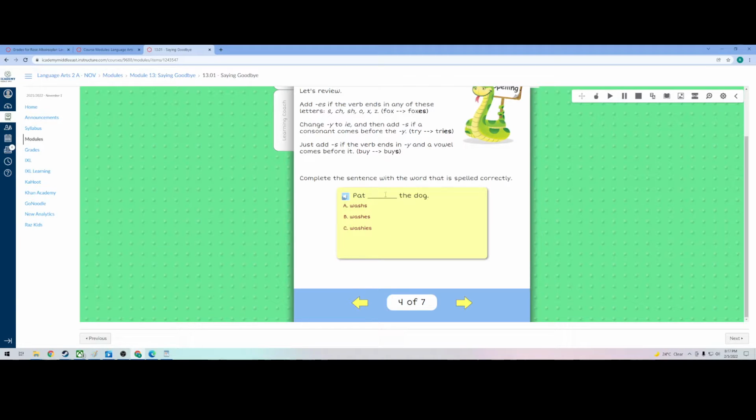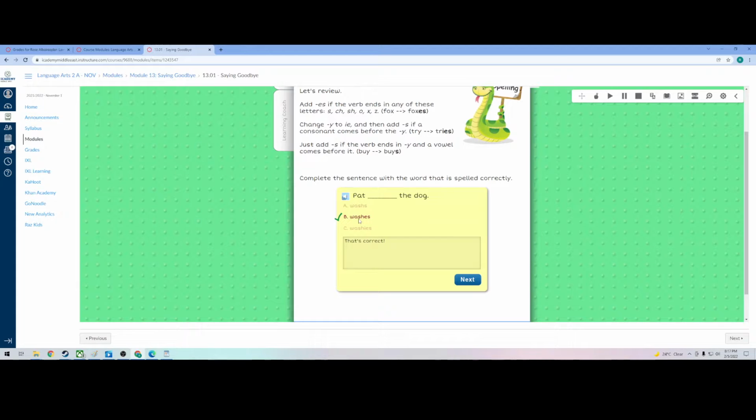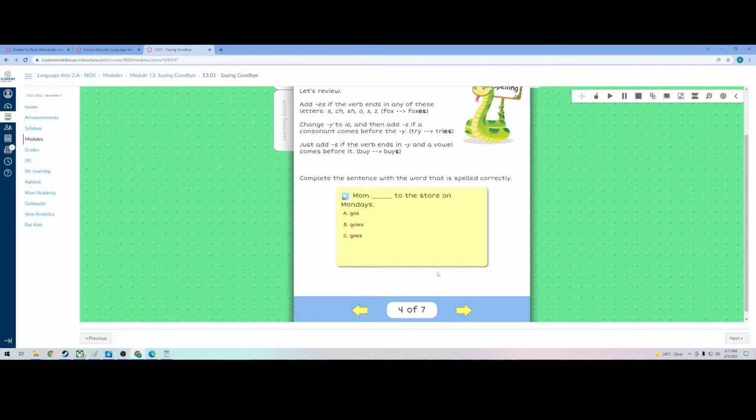Pat blank the dog. Wash, washes. We said if the verb ends with SH, I have to add E then S. So here, my verb ended with SH. So the correct one, I have to add E then S. See, this is what I'm saying. You have to practice these things to memorize them.